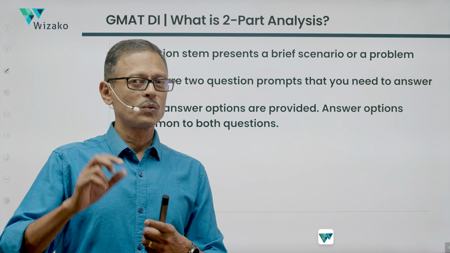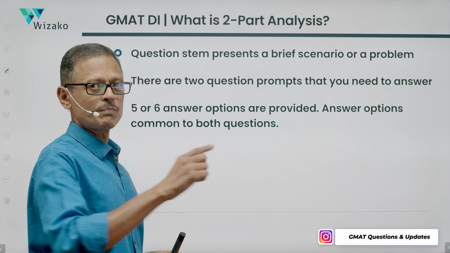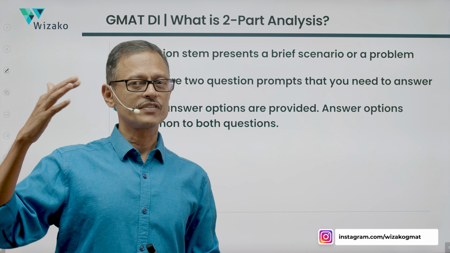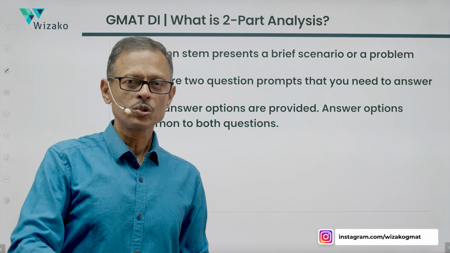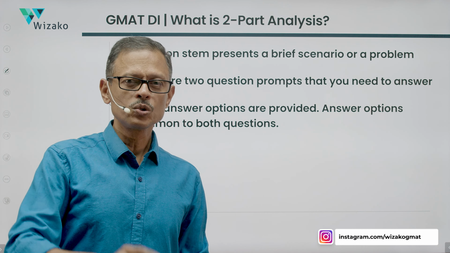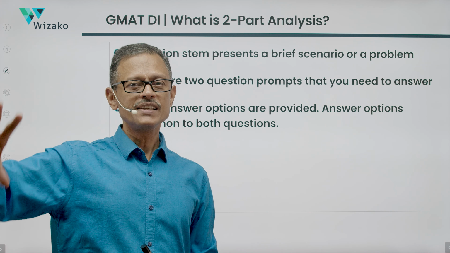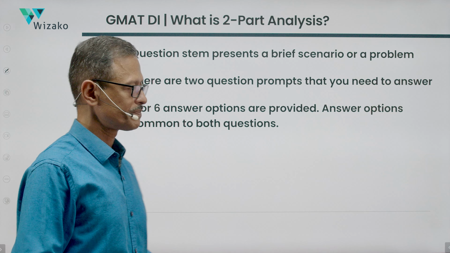Two things to keep in mind. One, each of these question prompts has exactly one answer. It's not more than one correct answer, as you would see in the case of a GRE. There are two question prompts, Q1 and Q2. Q1 has only one correct answer. Q2 also has only one correct answer. You'll be picking them from these common five or six options.